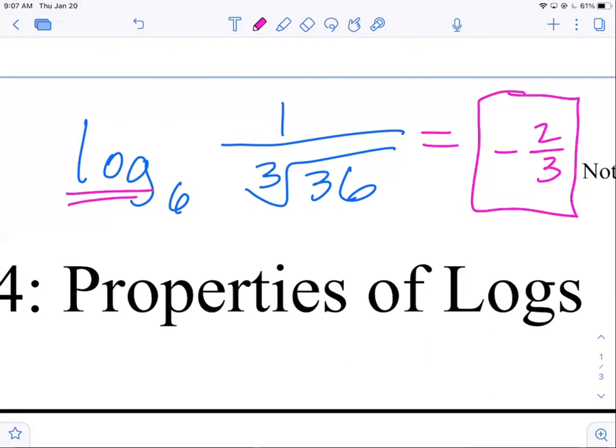But hopefully you have enough experience with logs that you're not afraid of them, and you know it's just an exponent, right? So when we agreed to talk about numbers in base 6, I can refer to this small number by its exponent, negative 2/3, okay?